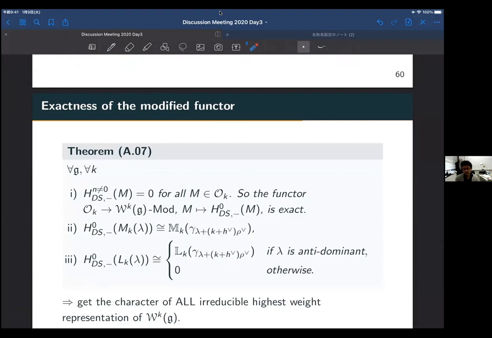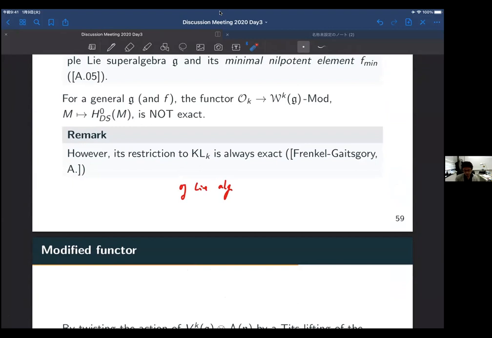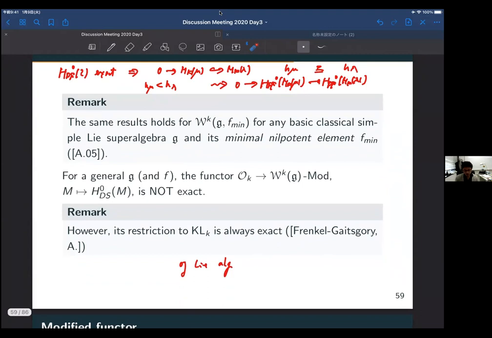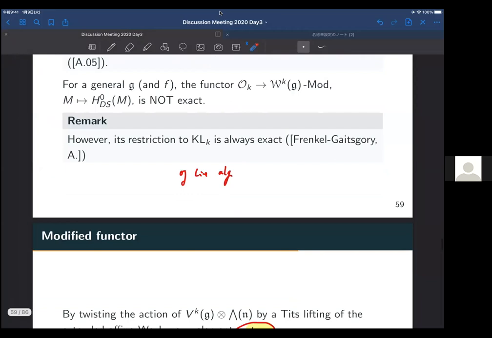Because the original functor is compatible with the vertex algebra structure. So I use this original functor to determine the associated variety, which I will talk about a little bit later. Thank you. Any other question?